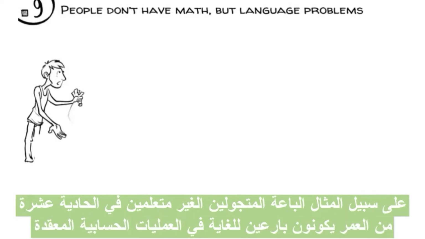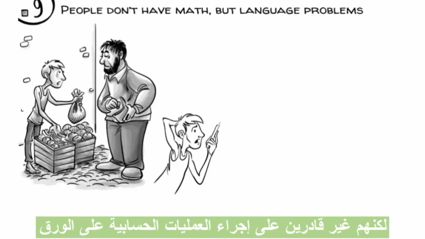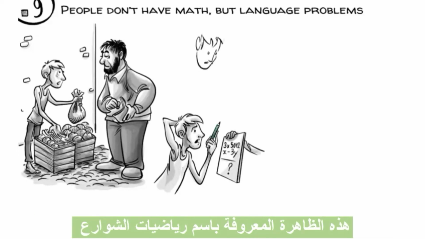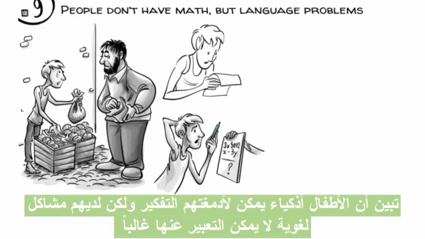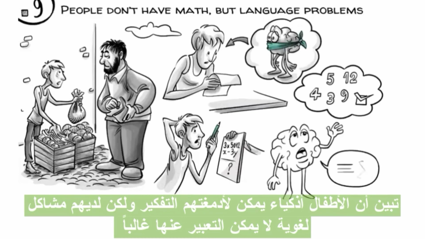Most people don't have math but language problems. We know, for example, that 11-year-old unschooled street vendors are often highly proficient in complex money transactions but incapable of doing paper and pencil arithmetic. This phenomenon, known as street mathematics, shows that when smart kids struggle in school, they often just can't express their thinking in symbols. Their brains can do math but have language problems.